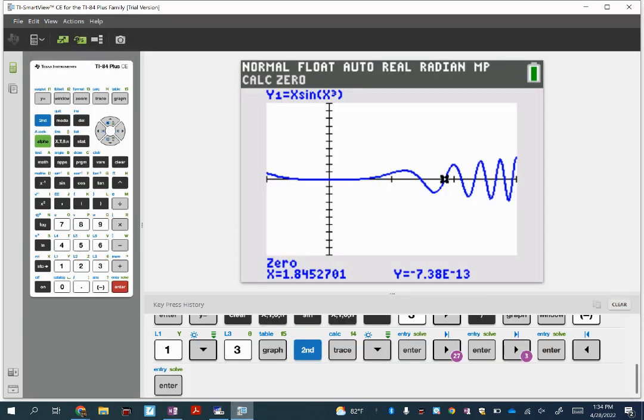Say it one more time. The middle number? When it says guess? I just hit enter after the guess. As long as I tell them the left and right, it should take me there. Did it?